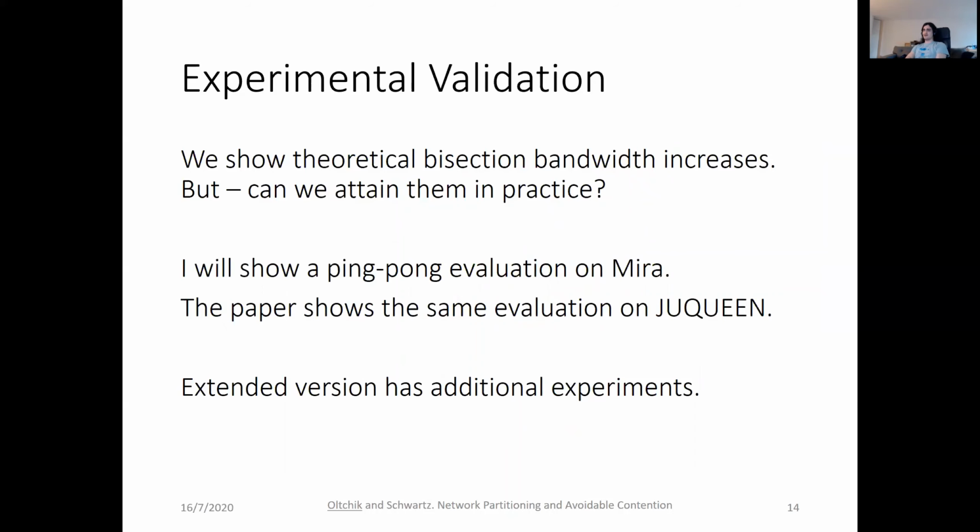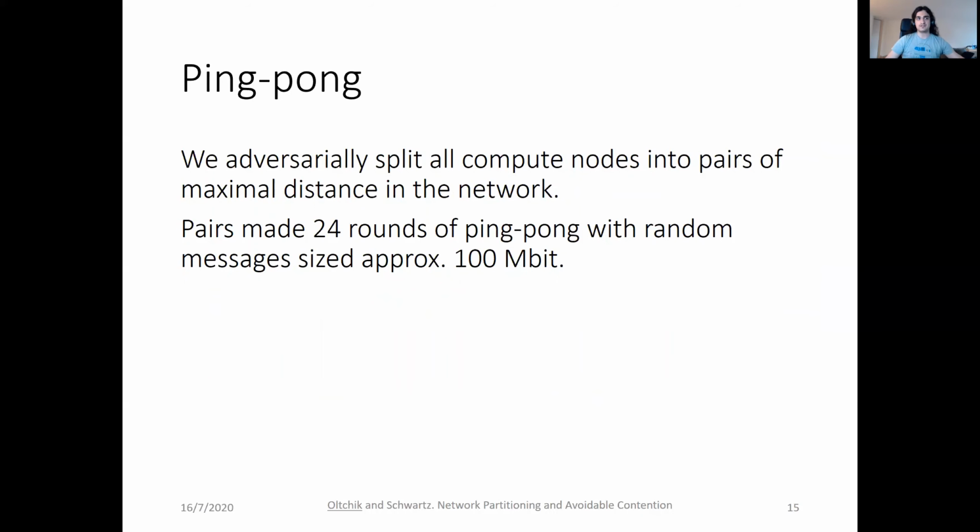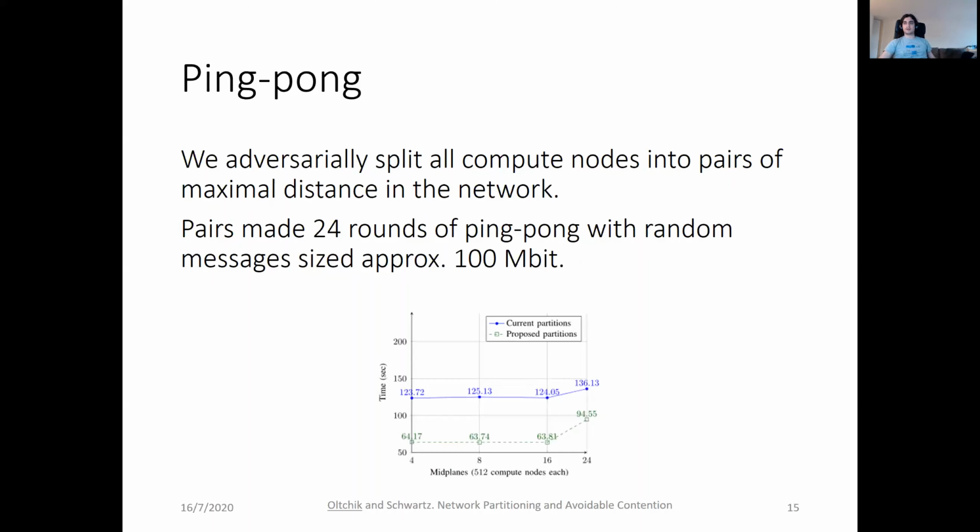However, what we've shown so far is just a theoretical, graph-theoretic analysis of the bisection bandwidth. Can we actually attain this improvement in practice? So I will now show a ping-pong evaluation that we ran on Mira. In the paper, we also have the same on Juqueen. And in the extended version of the paper, we also have additional experiments. For ping-pong, we adversarially split all of the compute nodes into pairs that are maximally distant. We executed multiple rounds with massive messages that completely saturated the network. And for the results, we can see that we're able to achieve exactly the predicted improvement for every single partition size. So this is quite nice.